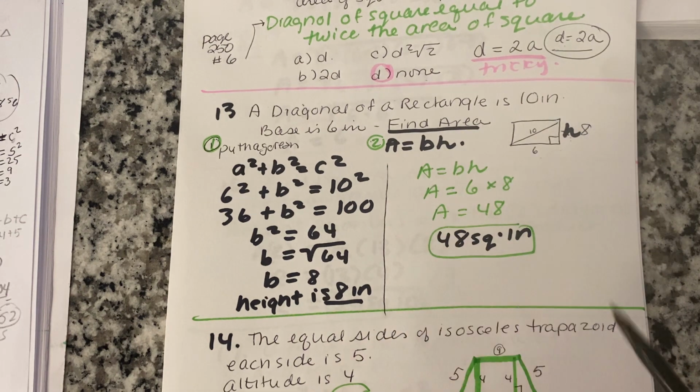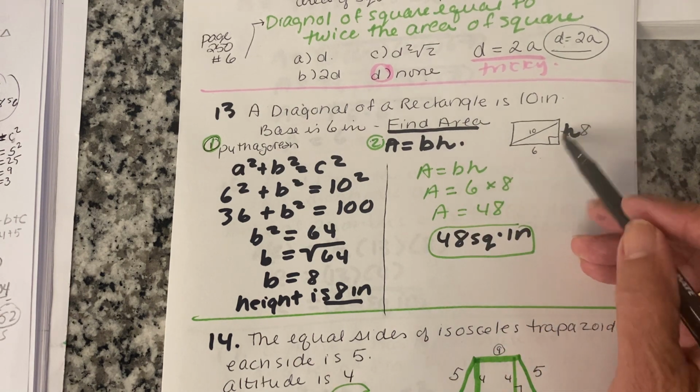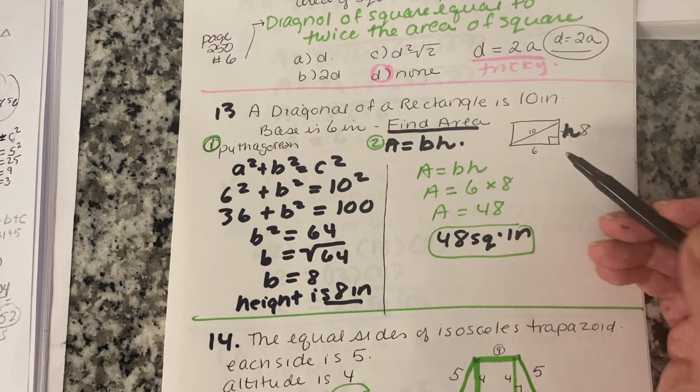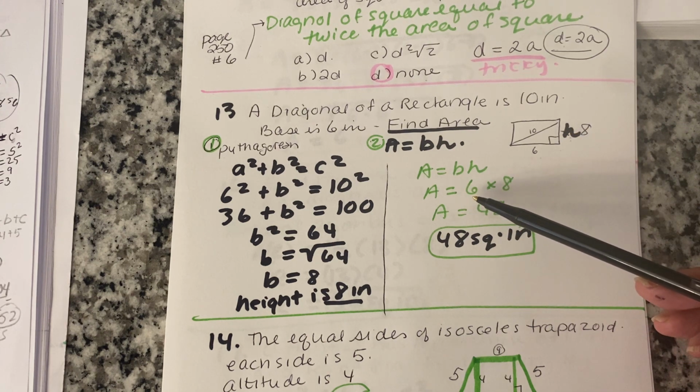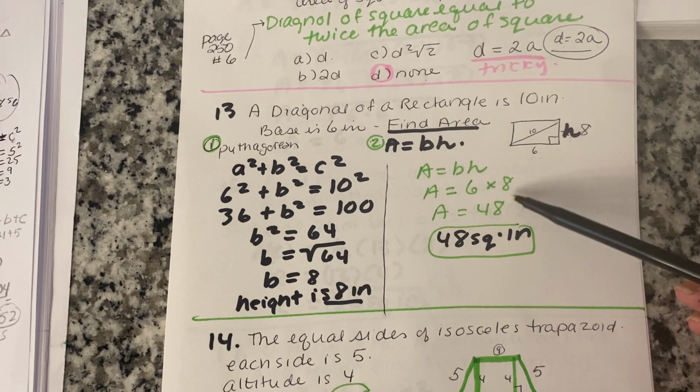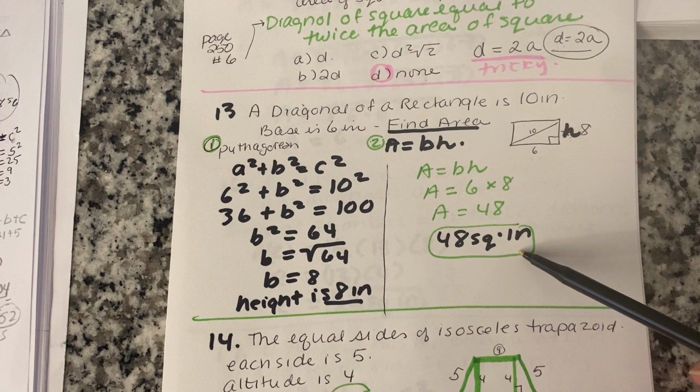But they want to find the area. So now if we want to find the area, the area of a rectangle is area equals the base times the height. Well, we have the height, base times the height here. We don't need that diagonal anymore. So area equals base is a 6 and height is 8. So area equals 6 times 8. 6 times 8 is going to be 48. 48 square inches is going to be your area.